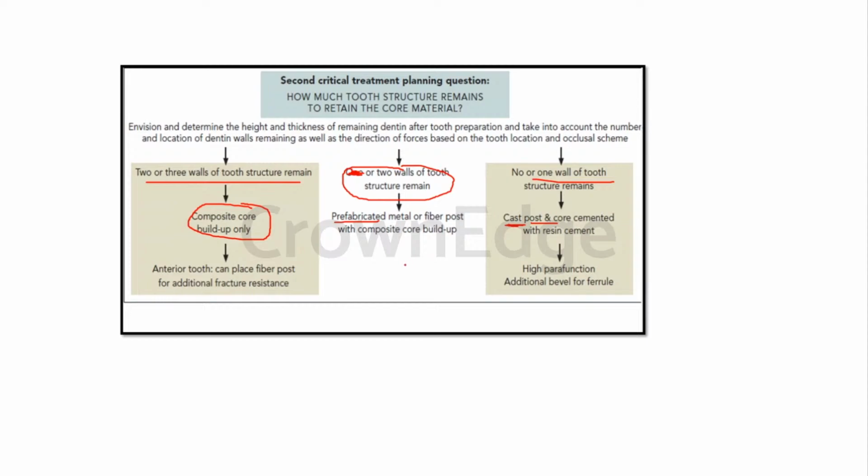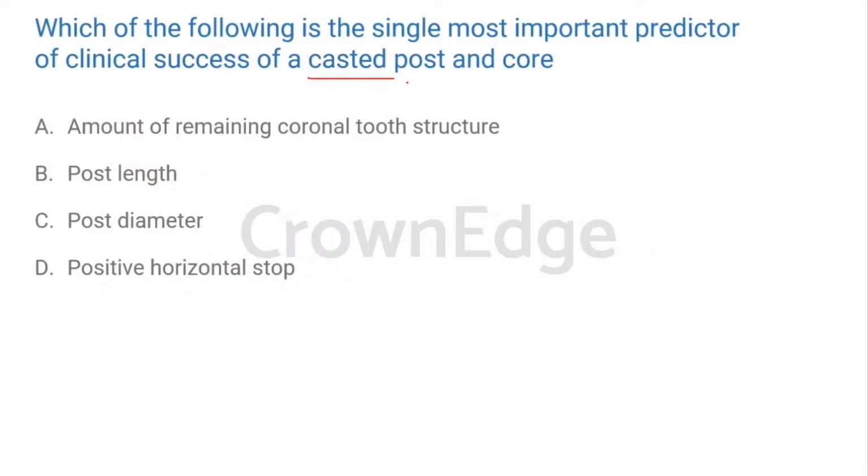So you have to know which scenario I'm going to do a cast post and core, and which scenario I'm going to do a prefabricated, and which scenario I do not require post core at all. Okay, so this is how you decide with regards to when and where a post core treatment is required. Coming back to the earlier question, which of the following requires clinical success of a casted post and core? Is it the length, diameter, or the horizontal stop? I would still say the amount of remaining coronal tooth structure is so much more important.